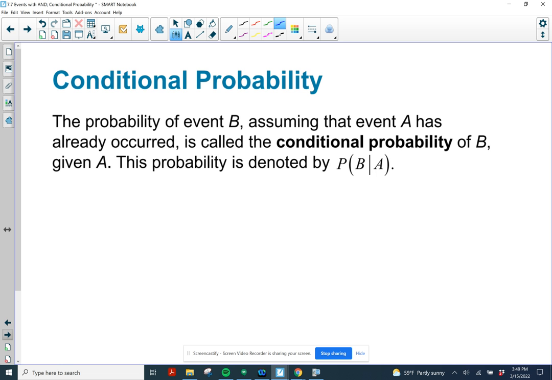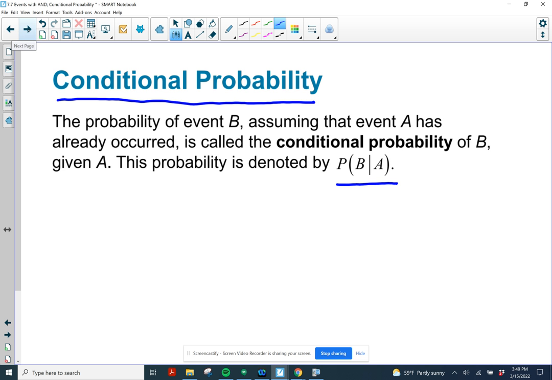Okay, we're going to talk about the notation for conditional probability. The probability of event B happening, assuming that event A has already occurred, is called the conditional probability of B given A. We write that with this notation. We read it as the probability of B given A, or the probability of B given that A has happened.